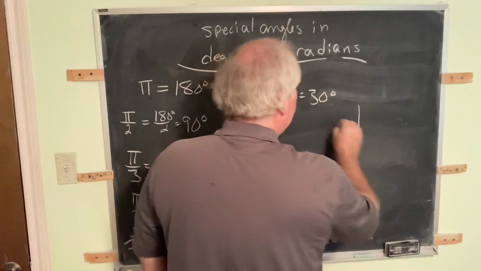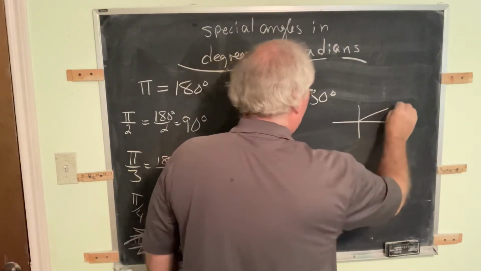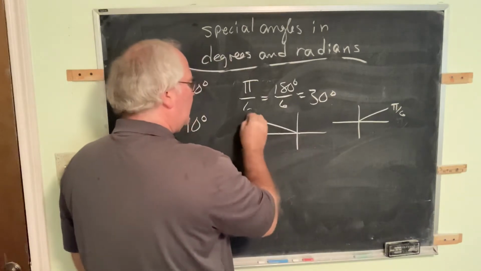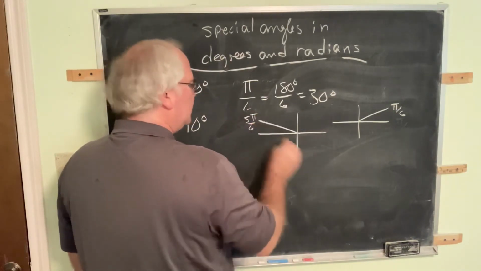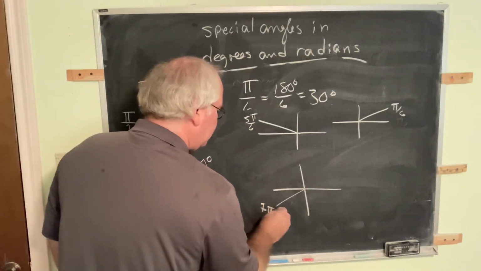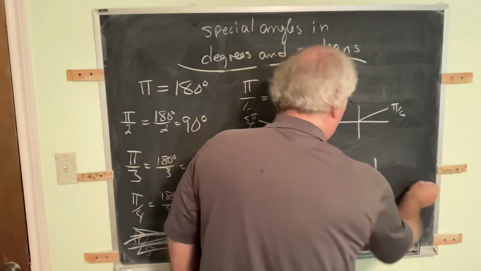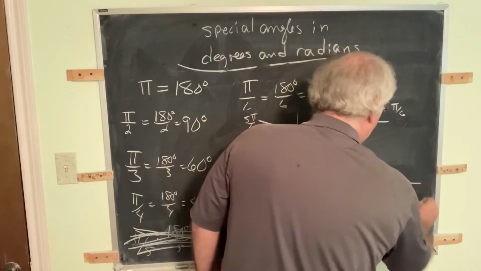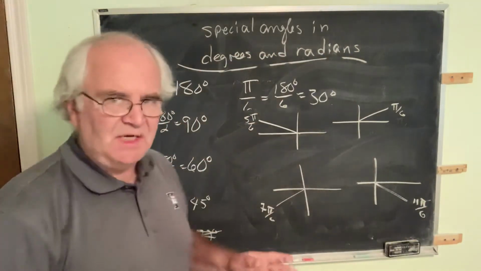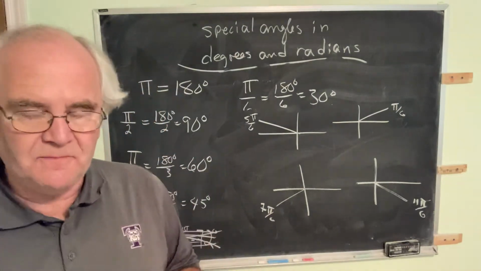This is the pi over 6 reference angle family. Pi over 6, 5 pi over 6, 7 pi over 6, and 11 pi over 6. That's the pi over 6 reference angle family.